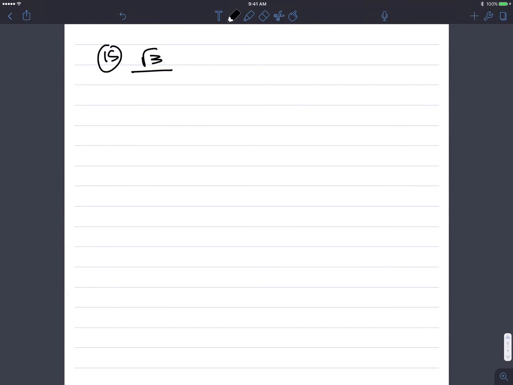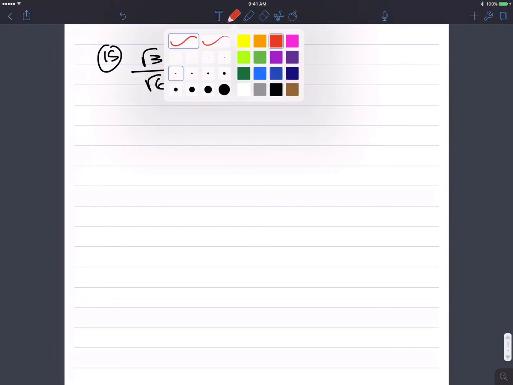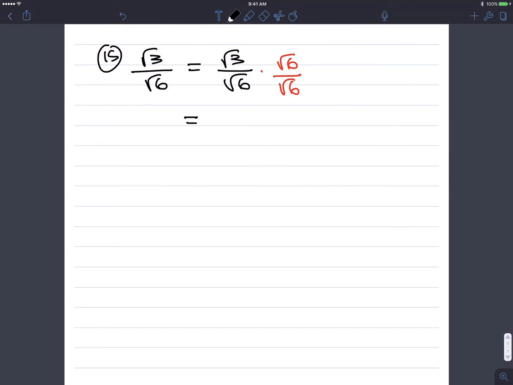The square root of 3 over the square root of 6. Again, multiply both top and bottom by the square root of 6. We get the square root of 3 times the square root of 6 over the square root of 6 times the square root of 6. The square root of 18 over 6.